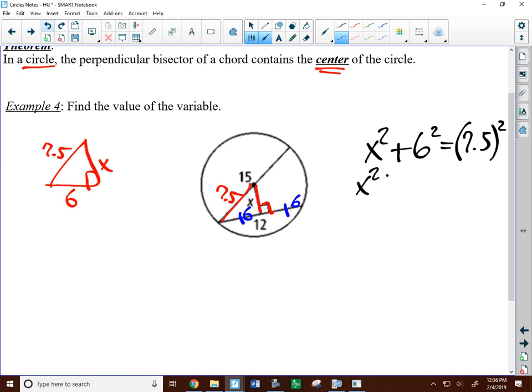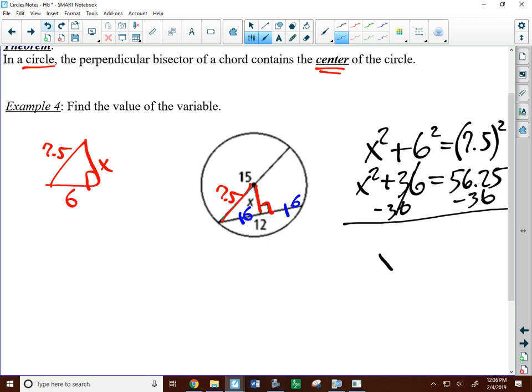So we get x squared, and we get 36, and then here, let's see, 56.25. So I subtract 36 from both sides. Now let's see, this will be 20.25. Okay, and finally a square root, and that will get us 4.5.